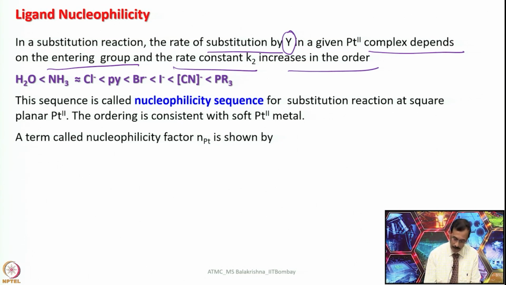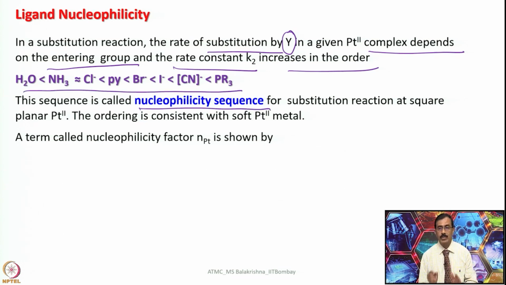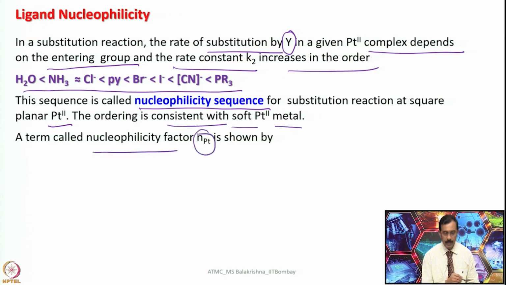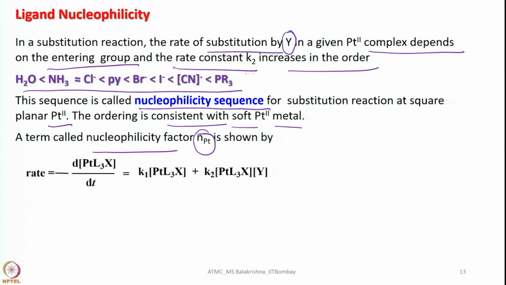So now the rate constant increases in this order, you should see here. This sequence is called the nucleophilicity sequence for substitution reactions at square planar platinum 2. The ordering is consistent with the soft nature of the platinum 2 metal. So that means a term called the nucleophilicity factor, represented by n_Pt subscript, is shown by, this is the one I was telling you about. Okay, we have K1 and K2.